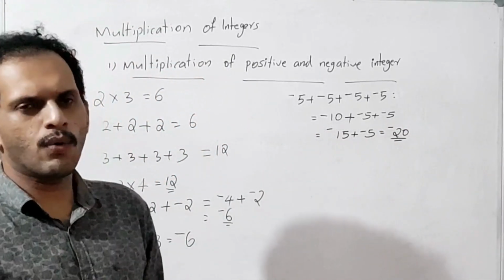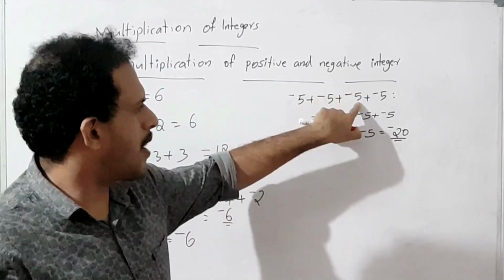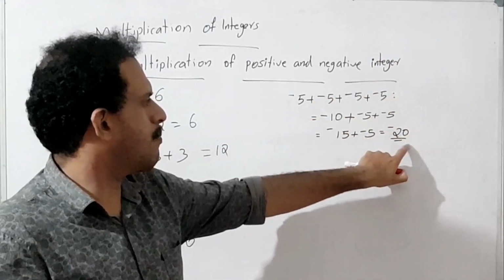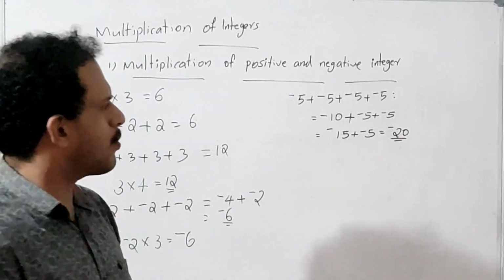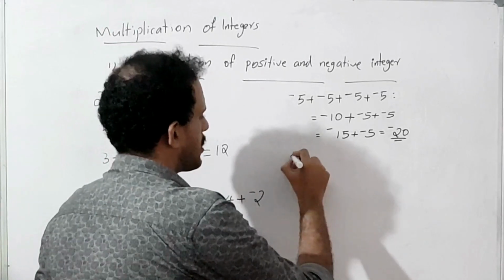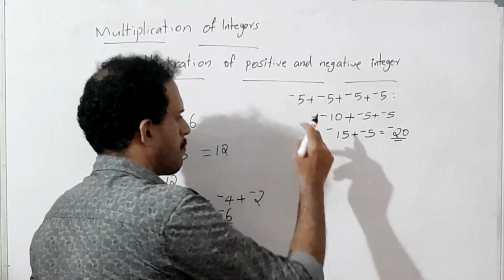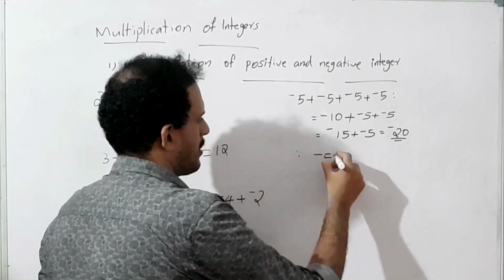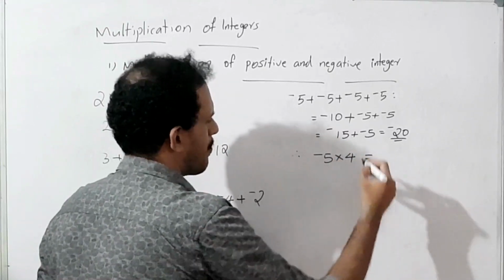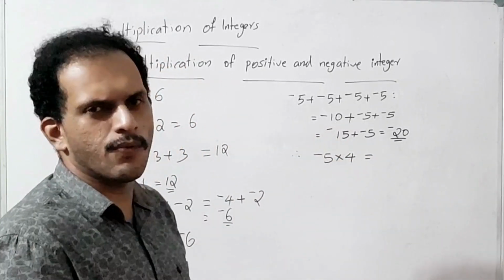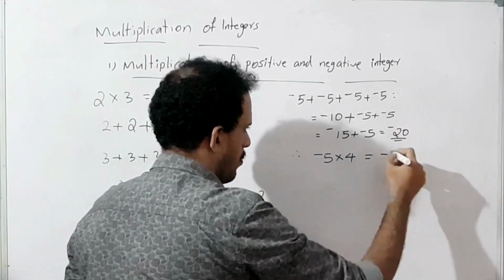So we conclude like this: minus 5 plus minus 5 plus minus 5 plus minus 5 is equal to minus 20. Correct? So how do we convert this into the form of product? We write like this. What is the number we are adding here? Minus 5. How many times? 4 times. Then the number of repetitions is 4. If we multiply minus 5 into 4, then what is the answer? The answer is minus 20. Okay.